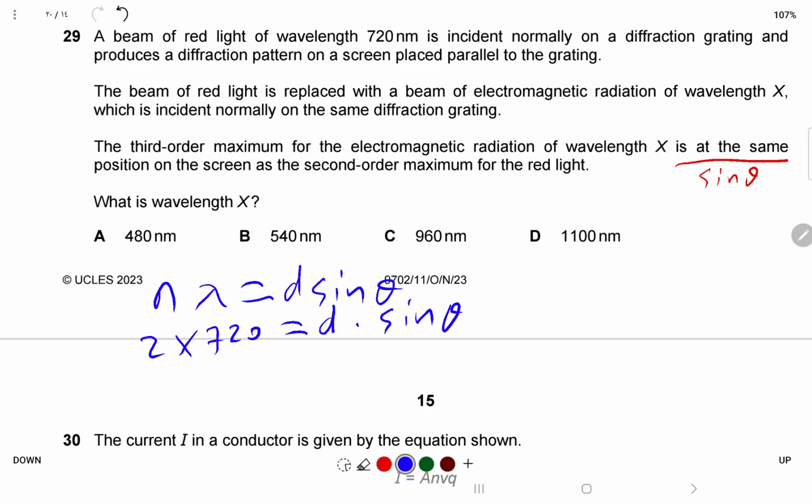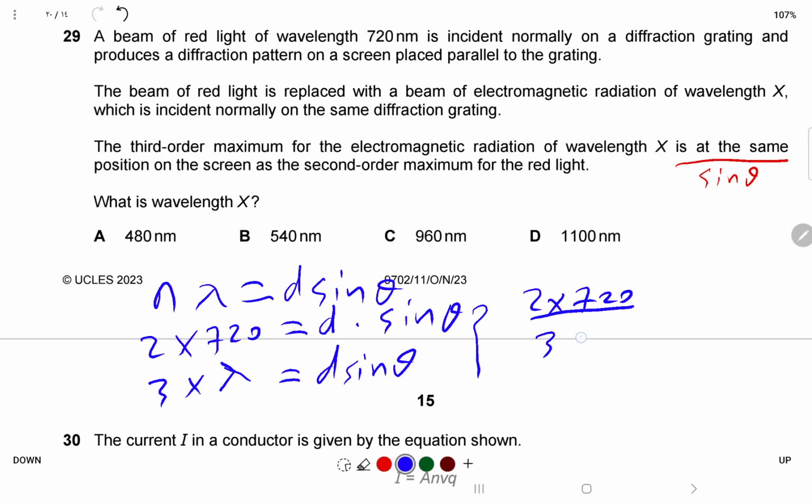The second equation is order 3, third order maximum for the electromagnetic radiation wavelength x. So here you have to write 3 times lambda, we don't know, this is what we're looking for. D sine theta is the same. Now if you divide both equations by each other, you get 2 times 720 divided by 3 times lambda is equal to d sine theta divided by d sine theta, and these are cancelled together.